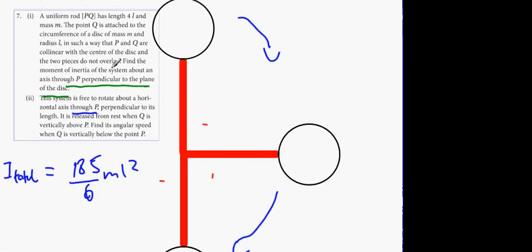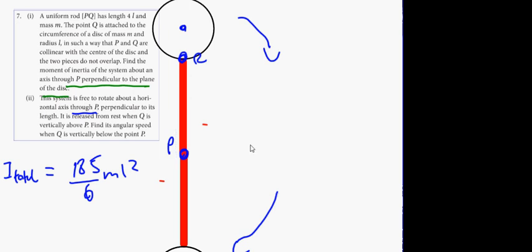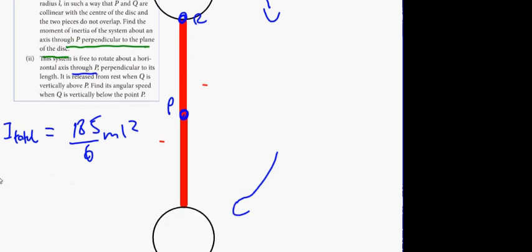Now, what's going to happen here is P is here, Q is here, centre of the circle is here, and it wants to go from all the way to the top, where Q is vertically above P, to when Q is vertically below P. So technically speaking, I don't need this part here. It doesn't exist in our system, okay?